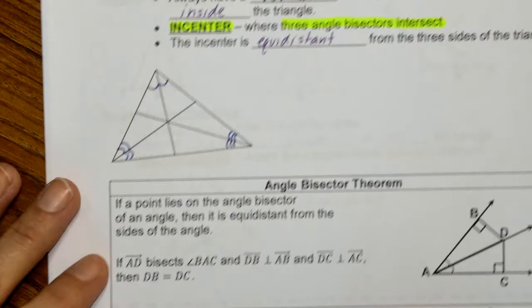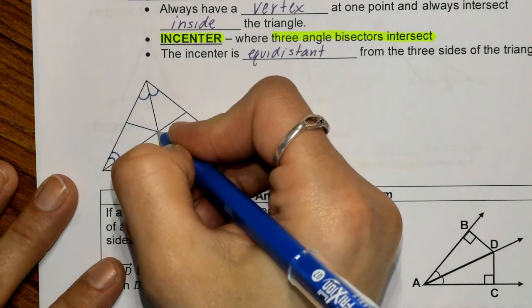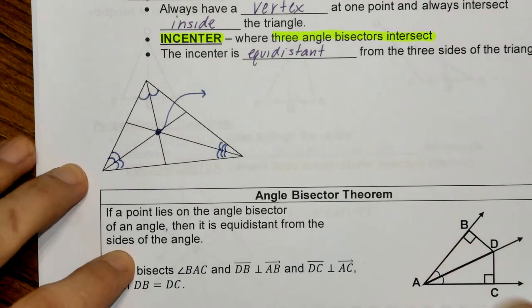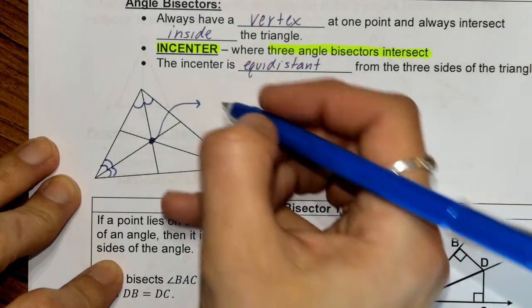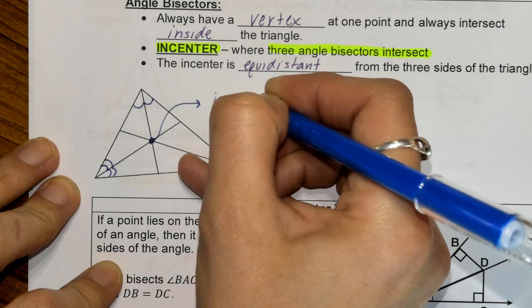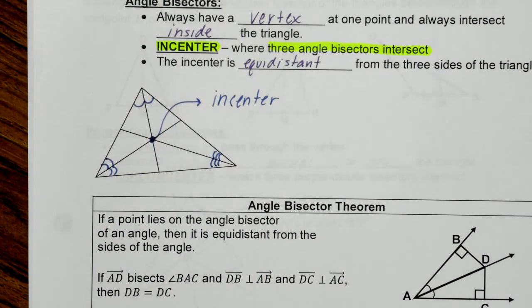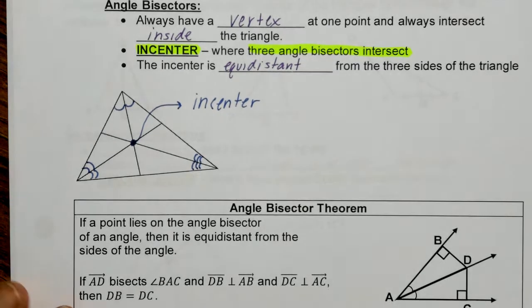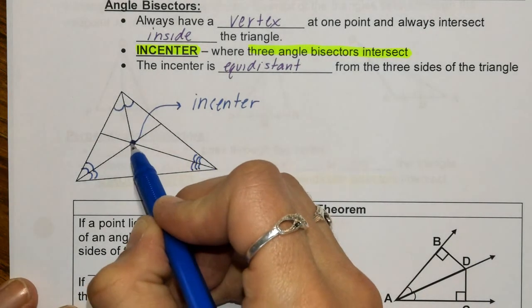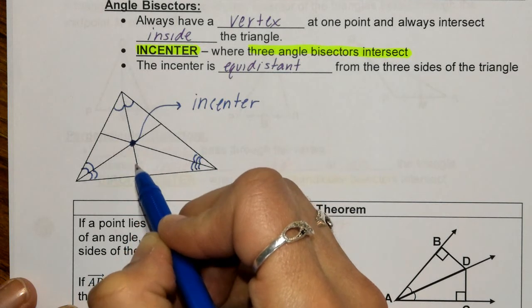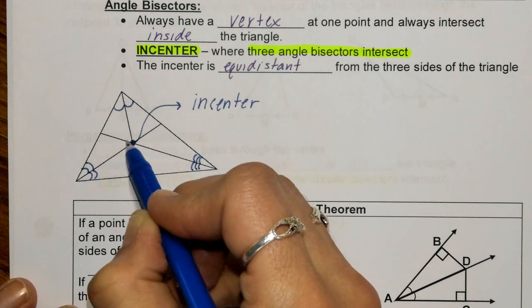So here are 3 angle bisectors. And then we have this point of concurrency where all 3 intersect, and this is our incenter. Now, we talked about that the incenter is equidistant, same distance from each of the 3 sides. What that means is we go to the incenter and we go down the angle bisector to each side, not the angles, but the side.